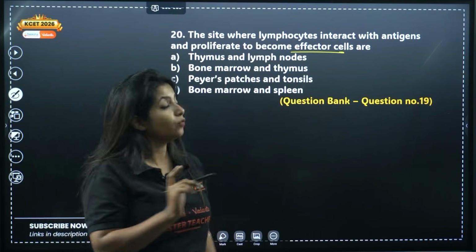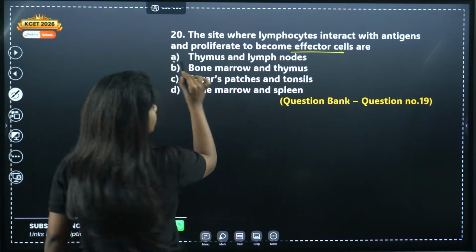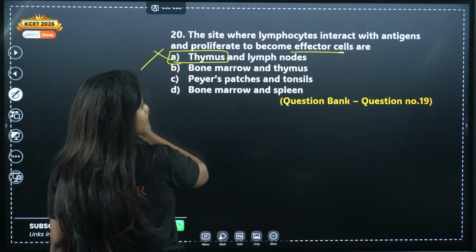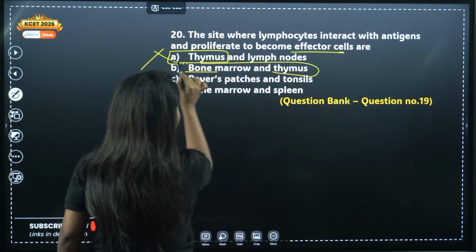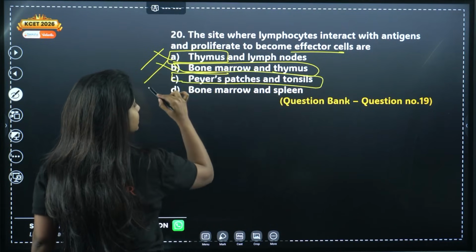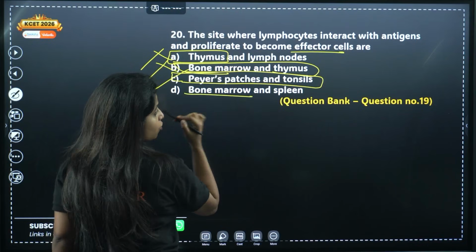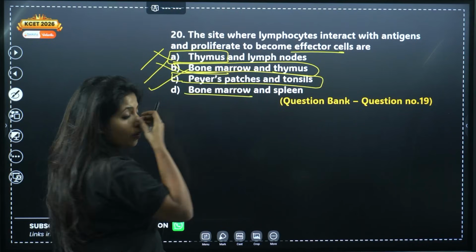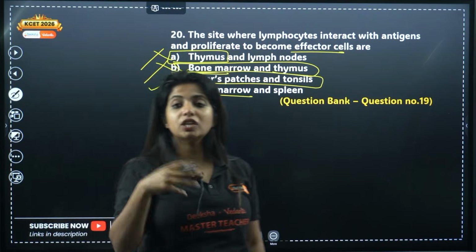Secondary lymphoid organs. So over here, thymus and lymph nodes is given. Thymus, you know, is a primary lymphoid organ, so wrong. Bone marrow and thymus, both of them are primary lymphoid organs, so wrong. Peyer's patch and tonsils, this is the answer. Bone marrow again is wrong over here. So Peyer's patch, tonsils, spleen, all of them are secondary lymphoid organs.